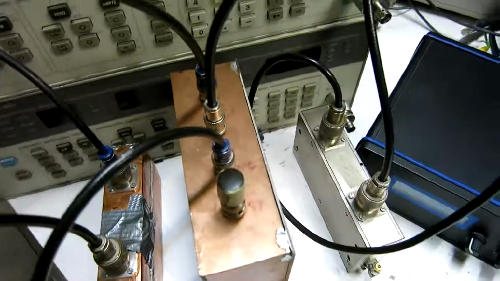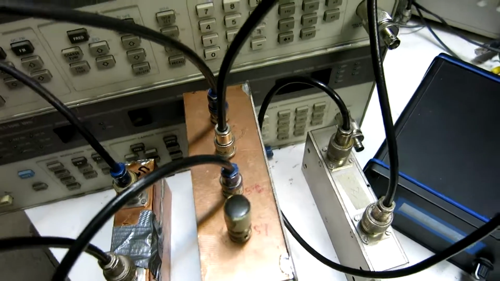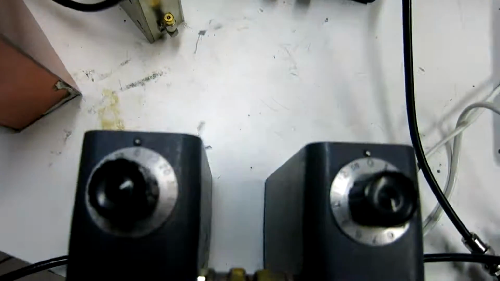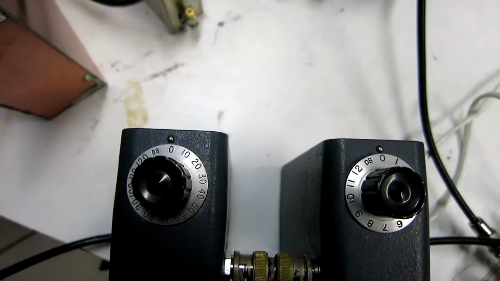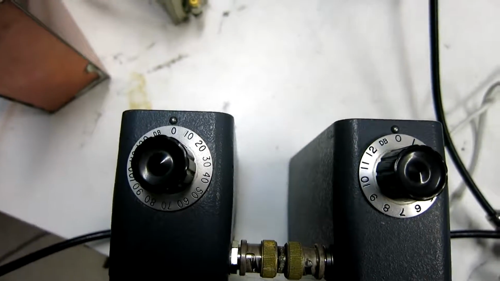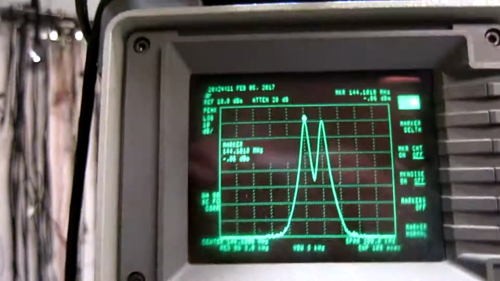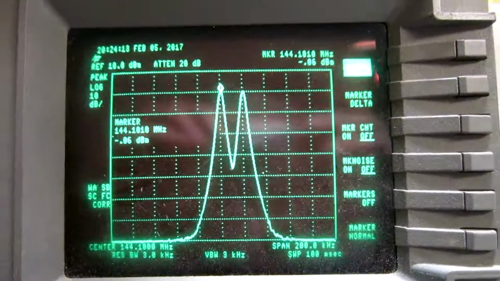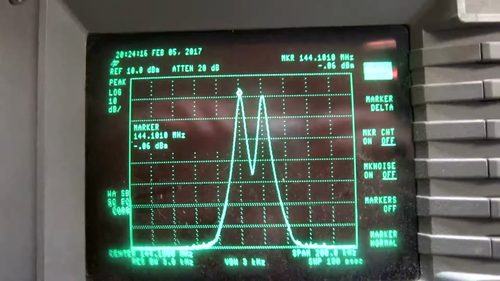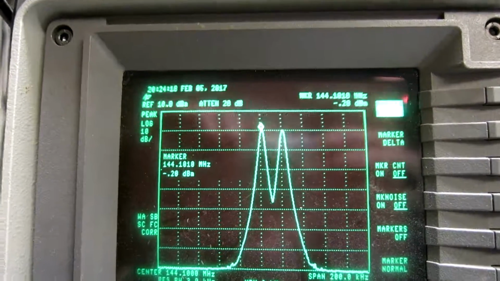And then there is a dummy load in one of the outputs, and from the other the signal goes into this attenuator. And as you can see, I have set it to 0. The cable from the attenuators right now go into a spectrum analyzer, and you can see here that the level is 0 dBm.